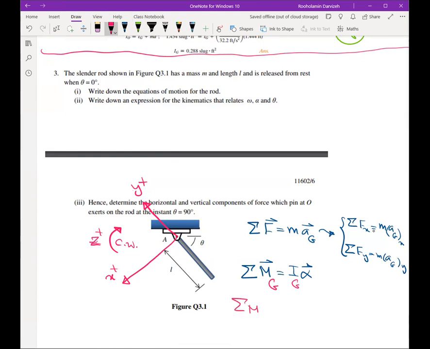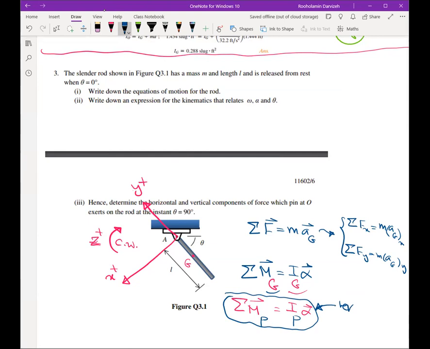but for any arbitrary point which is not the center of gravity, here this is your G, center of gravity, you have I_G alpha plus some extra term. But if you remember from the last lecture, the revision session, I said if the point which you take the moment about is the axis of rotation, I can use the same form as the center of gravity. Do you agree? If you forgot this one, please check the last lecture, the revision session.